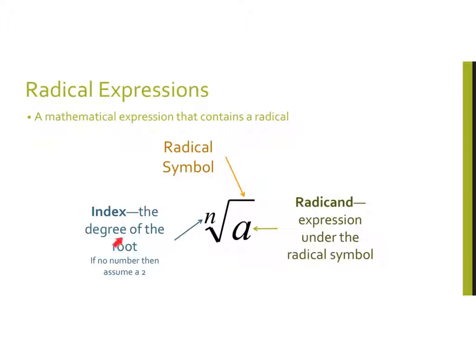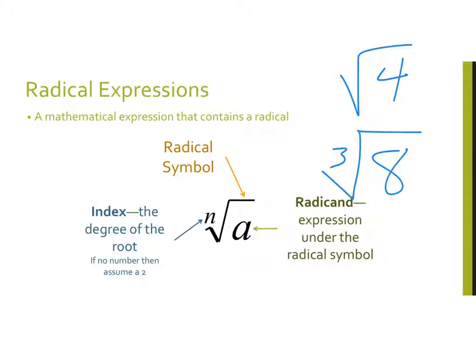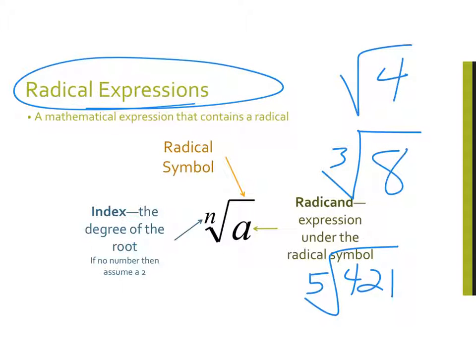Index here, that's the degree of the root. If I write nothing, that's squared. So like if I write it like this, it is the square root of 4. But if instead I select the number 3, that's the cube root of 8. Or I could have the 5th root of 421, right? So what number times itself 5 times gives you 421? Give a hint. That one is going to be an irrational number. But again, so index, radicand, radical symbol. The whole thing together is called a radical expression.